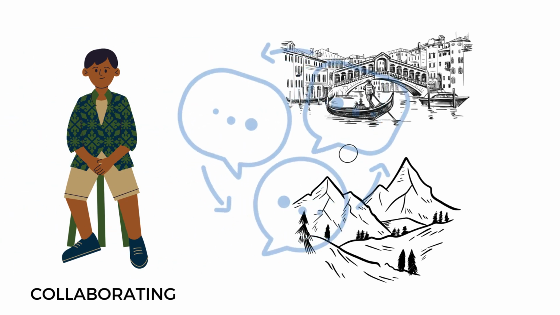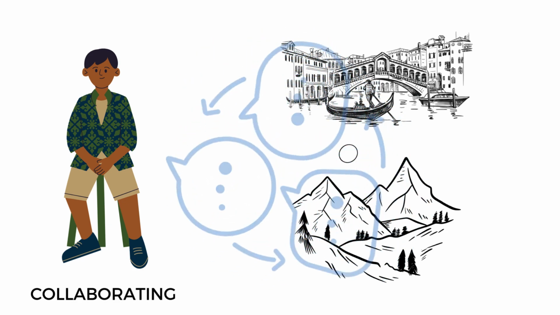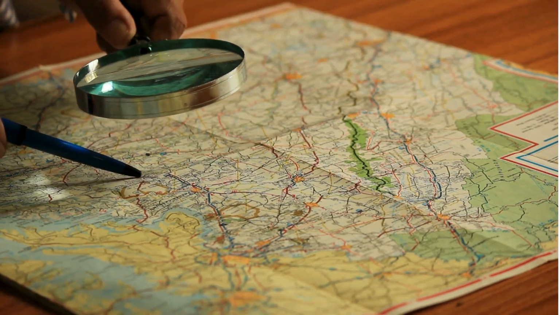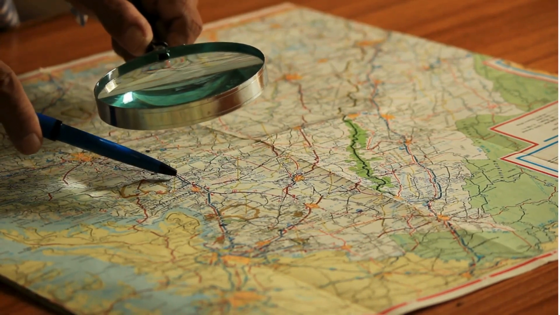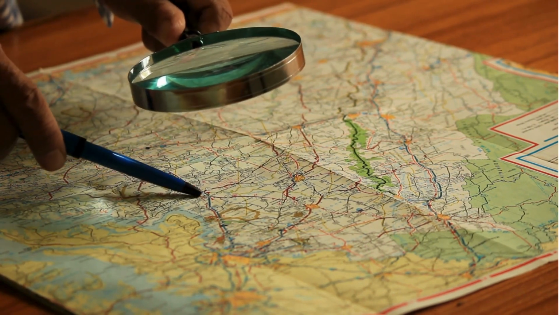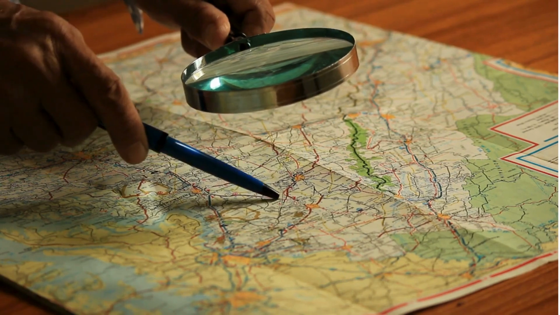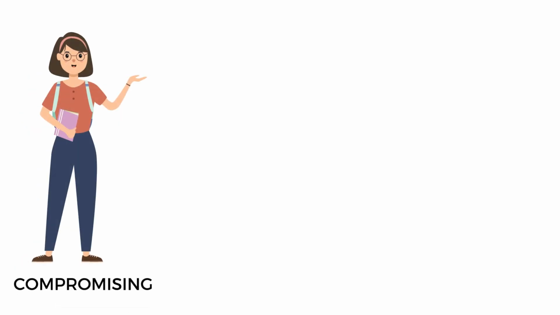Max sees the potential for a great trip if everyone's interests are considered. He proposes a plan where the group spends one day in the historical city and the next day in the nature park. Max organizes a discussion where everyone can share their ideas and work together to create a balanced itinerary that includes both cultural exploration and outdoor fun.